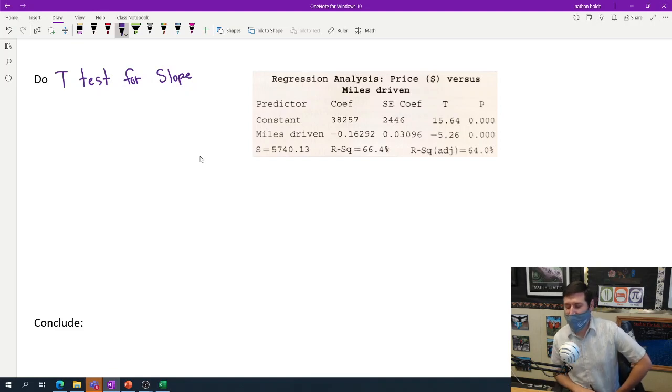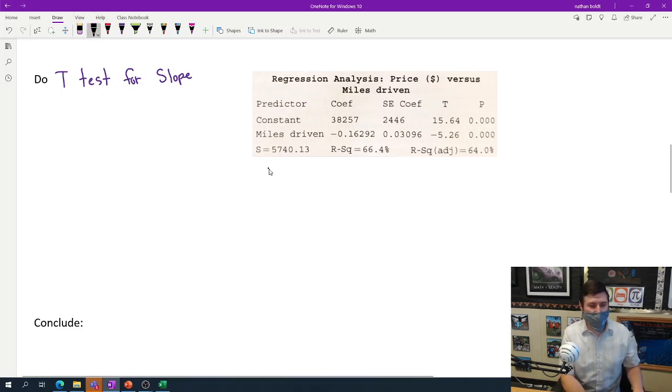We are doing a t-test for slope. It's been a while since we've written a regression equation, so let's do that. Remember, our regression equation is y equals a plus bx, and we get all those numbers from the table. I like just putting the words into the equation.